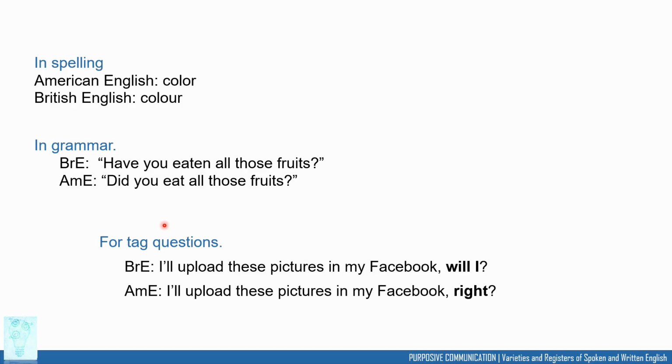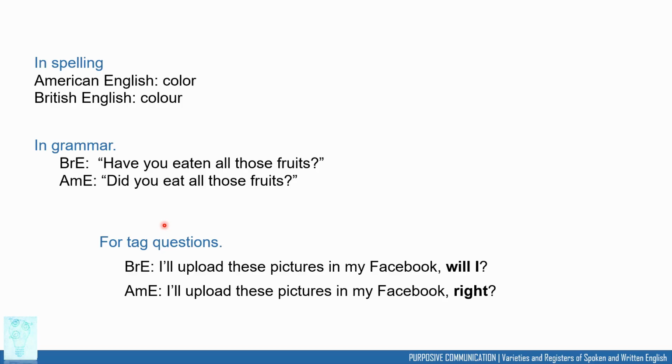Another example, when tagging questions, for tag questions, the following varieties were observed between British and American English. For British English, "I'll upload these pictures in my Facebook, will I?" In American, "I'll upload these pictures in my Facebook, right?" So this one is like asking or confirming if you will upload the pictures. For British English, lahi ang ilahang gamit. Okay, but the same purpose.